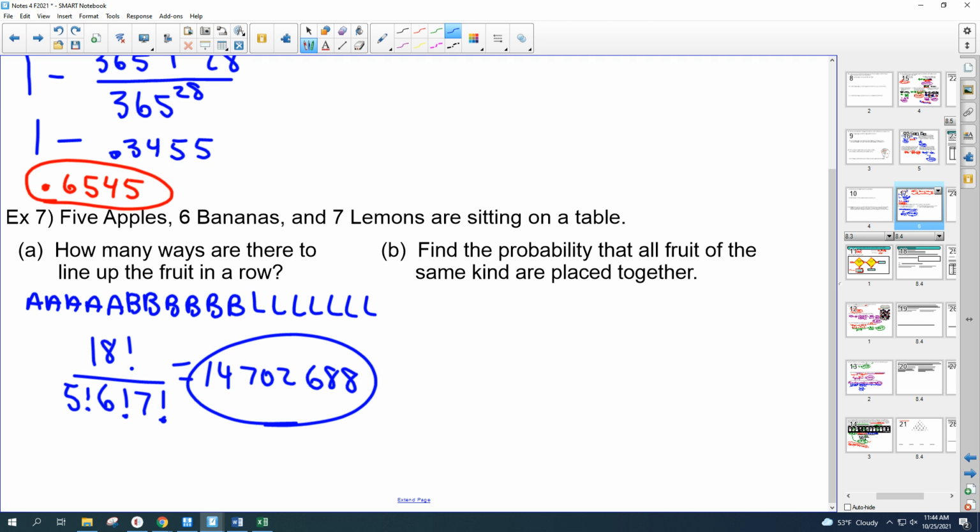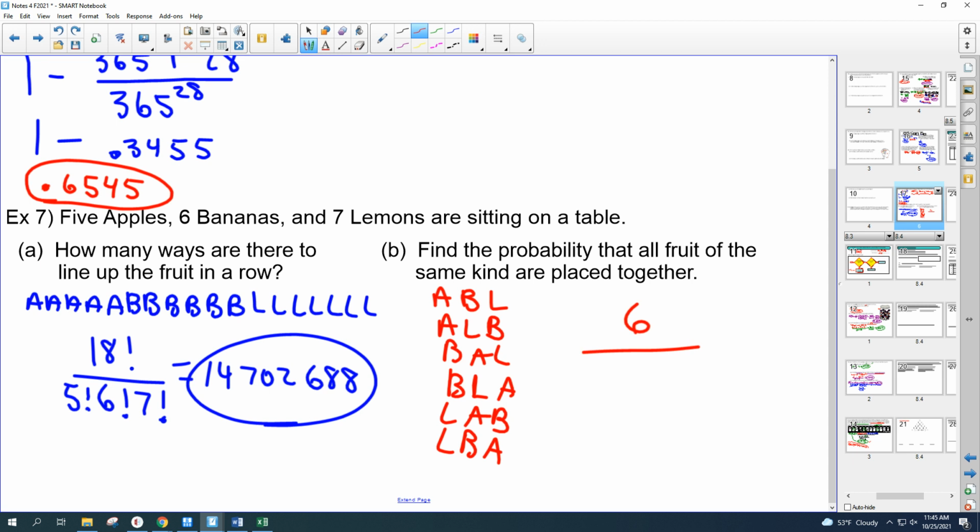Okay, last one. Find the probability that all the fruit of the same kind are placed together. I'm going to finish this up even if the bell rings. Basically, you'd want it to be 1 over, but this problem that I just did makes apples first, bananas second, and lemons next. That's not the only way of doing it. You could shuffle these: apples, lemons, bananas; bananas, apples, lemons; bananas, lemons, apples; lemons, apples, bananas; lemons, bananas, apples. Basically, there are 6 different ways of shuffling the fruit. So this answer is going to be 6 over 14,702,688.